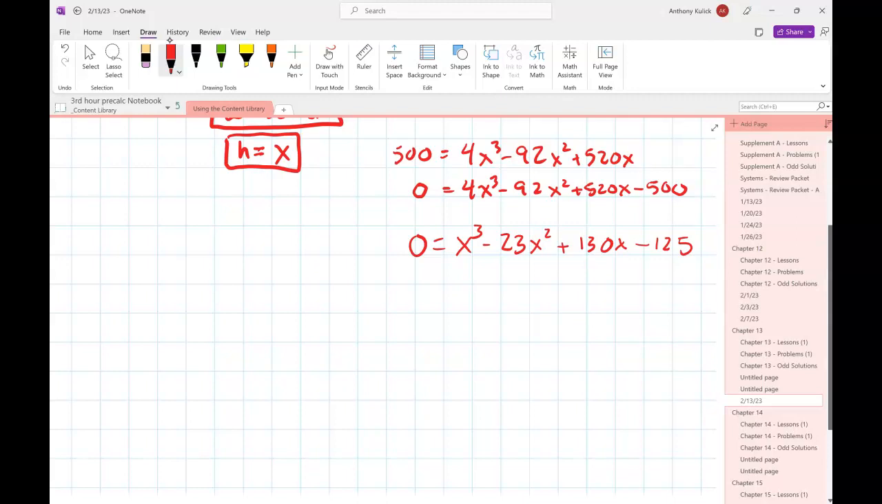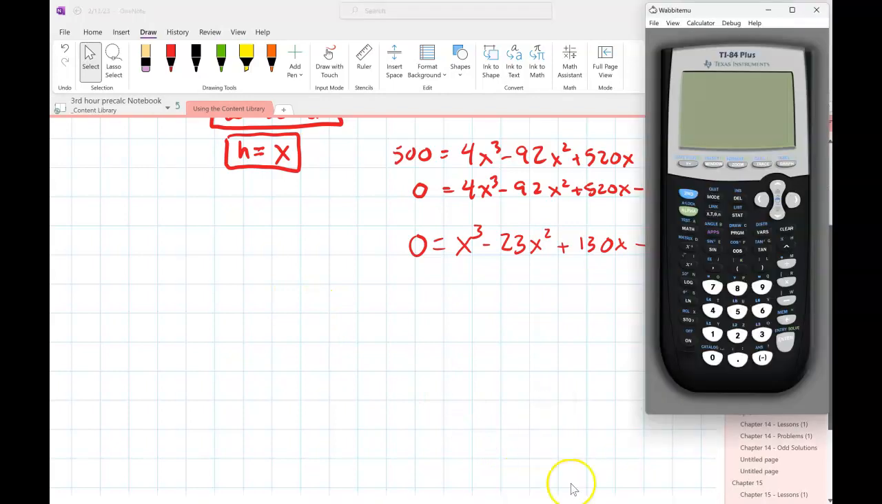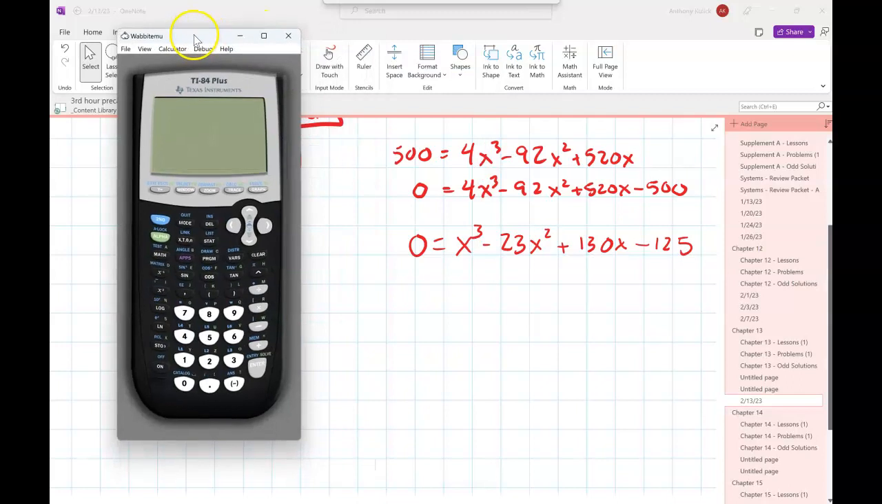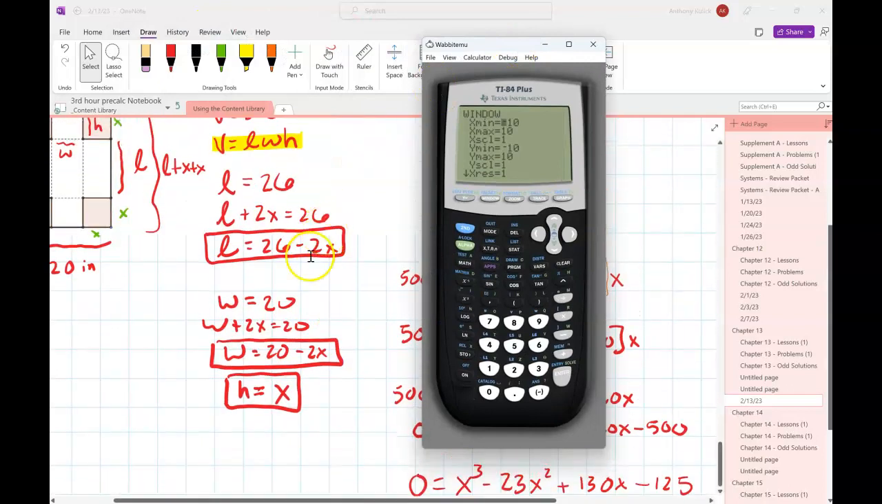What do you suppose I'm going to do? If you're ever unsure on how to solve something, this is what I had mentioned to you earlier. We can just type this into our calculator. And what are we going to be looking for when we graph this? The x-intercepts, the zeros. Now I'm going to set my window here a little bit intelligently.